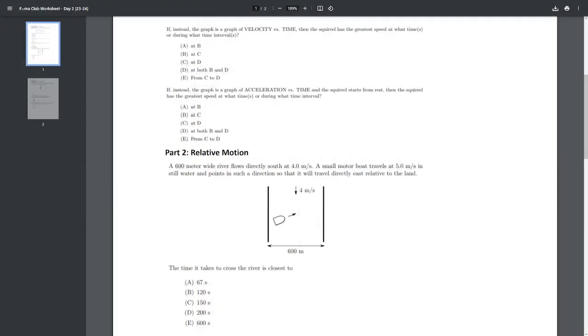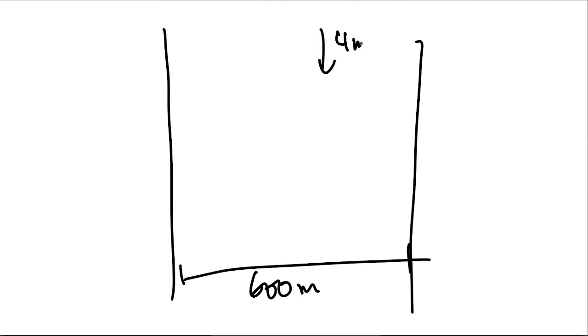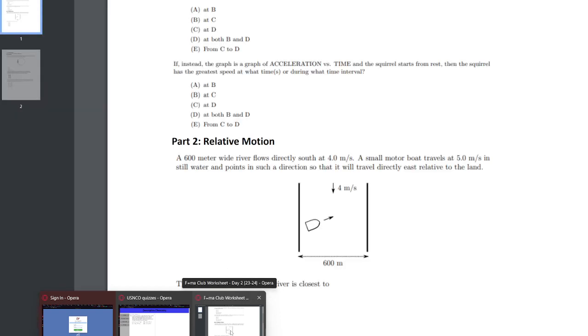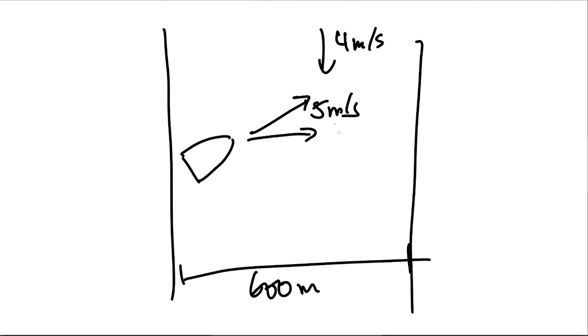Okay, let's go here and here. So we have a boat. We have a river, right? This is 600 meters. Our current is flowing 4 meters per second. 4 meters per second. Okay, so 4 meters per second in this direction, and we have a boat that moves in this direction at 5 meters per second, right? And we have it in such a way that it'll point directly east relative to the land, right?